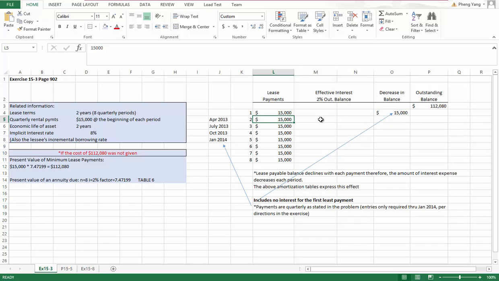For my second period, I'm going to take that 2% times, hold on here. Okay, I have to put my balance in here because with every payment, it's going to decrease that outstanding balance. It's going to lower that payment. Therefore, our interest is going to be lower each time as well. Okay, once I calculate it. So the 2% times the 97,080.